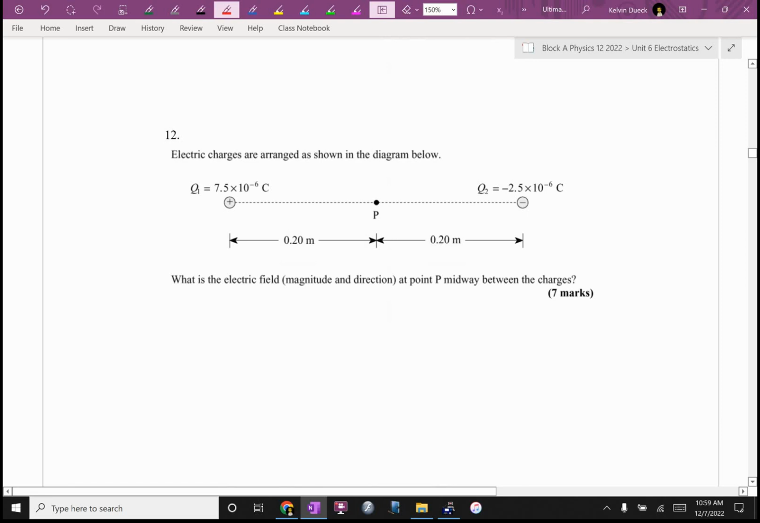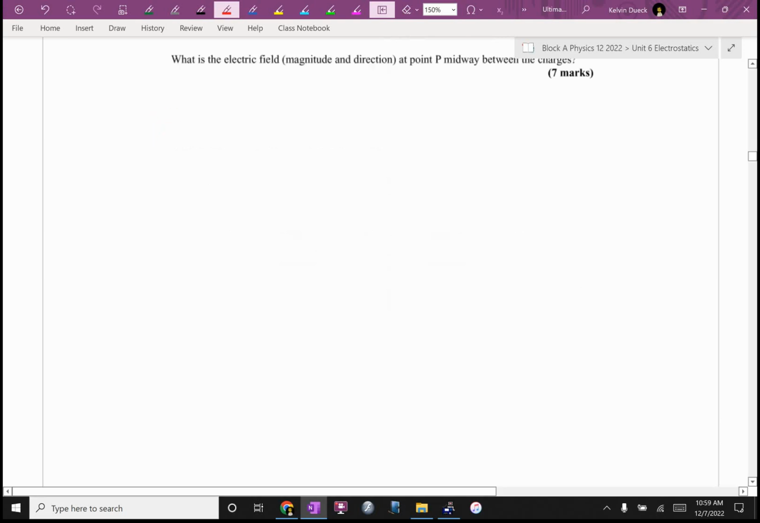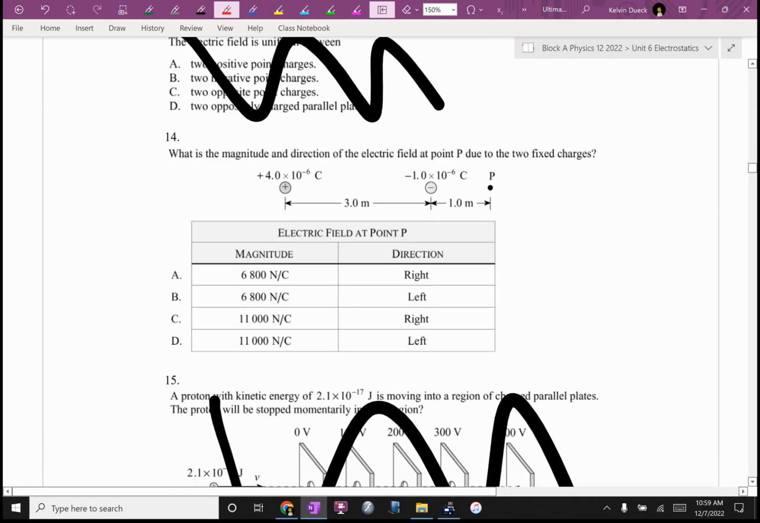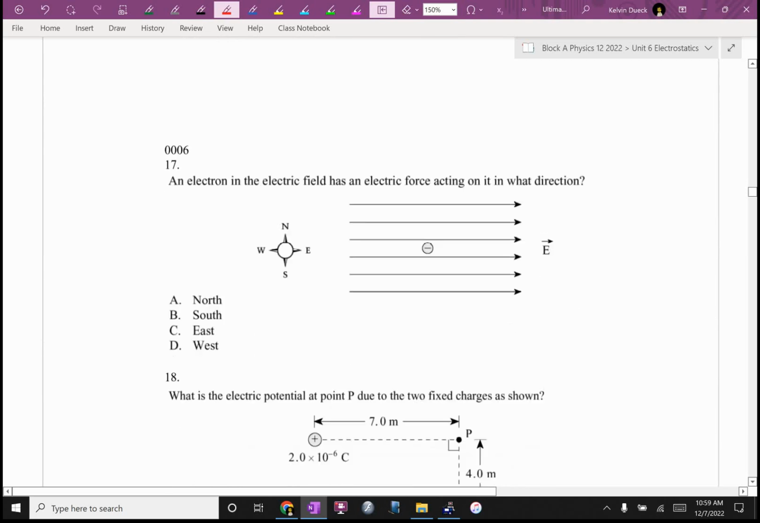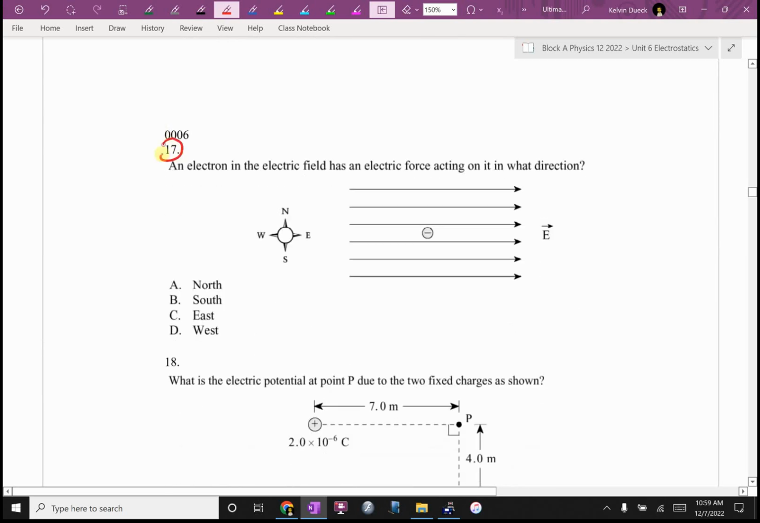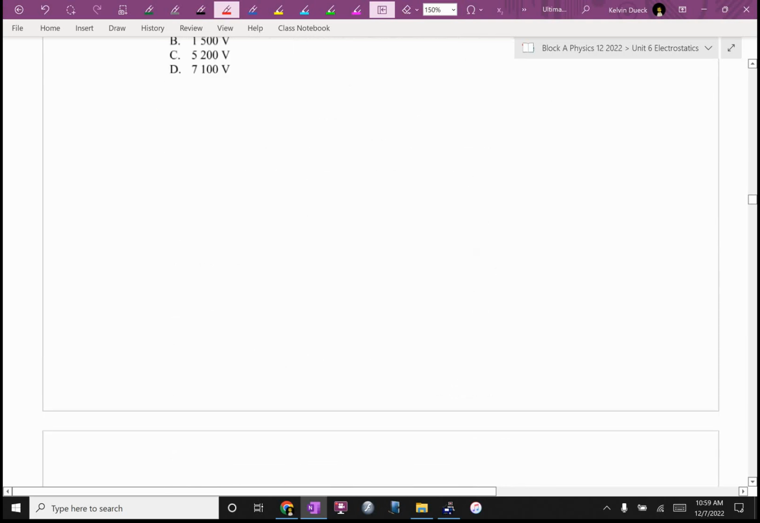There's going to be something like number 12 on your test. Here's an example, and because it takes a fair bit of writing, it'll probably be worth 7 marks. Finding an overlapping electric field. You can totally do that one. You can totally do number 14, finding an overlapping electric field, and you're going to start to notice a bit of a theme here as we do these electric fields. 17 is good, nice conceptual.